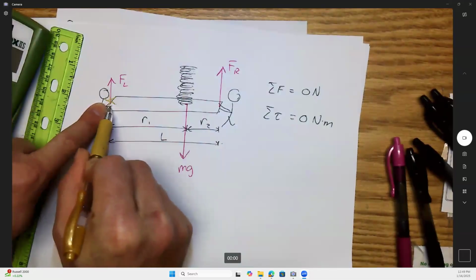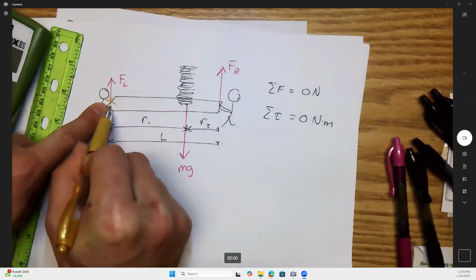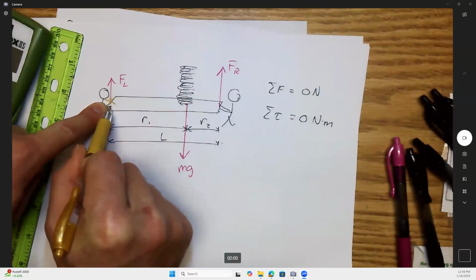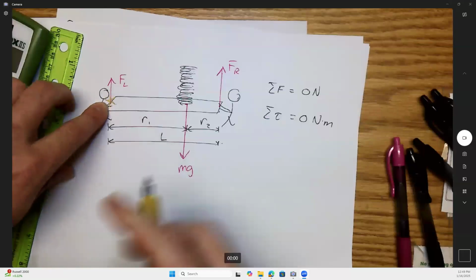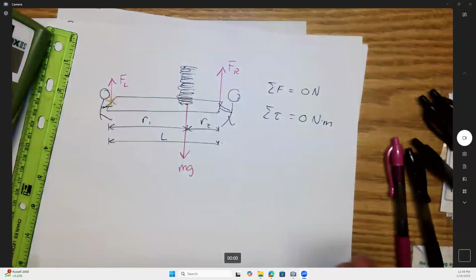Therefore, how much torque does it cause at that point? Zero. It's like if you press on the door hinges of a door, it will never turn the door. So I'm taking two unknowns and I'm going to set up an equation that only has one unknown in it.